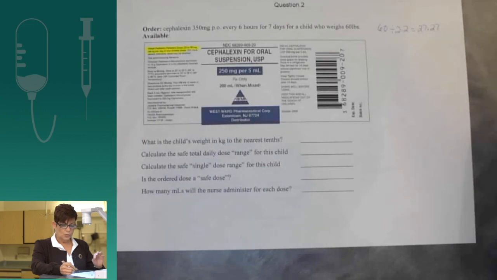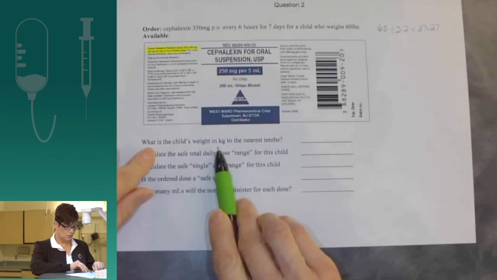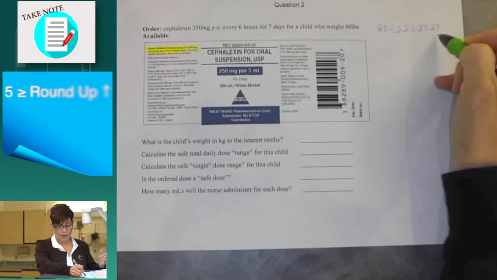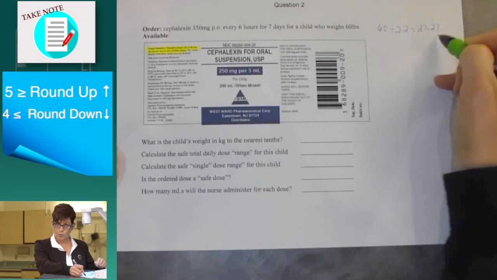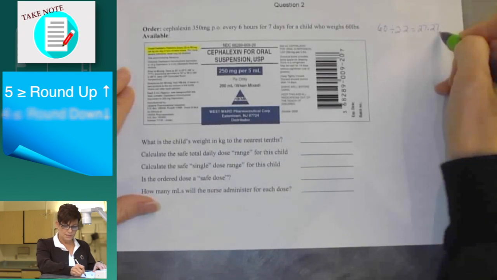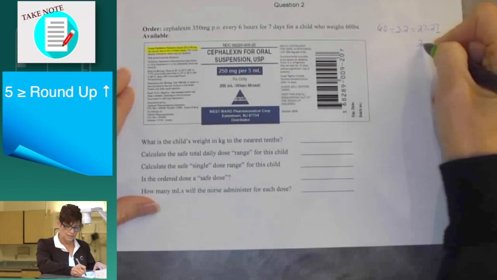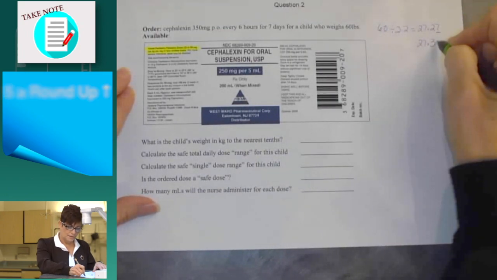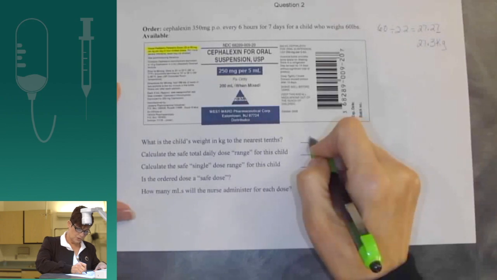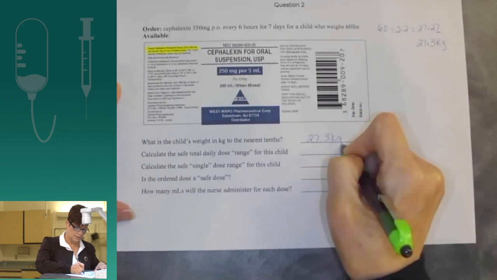Now, with this, we are going to round, and Calculate with Confidence does indicate in their book that you have to round to the nearest tenths. If you are unfamiliar with how to round, I suggest that you look over your conversions in your book. Because it's saying what is the child's weight in kilograms to the nearest tenths, when we round, if it's 5 or higher, we round up. If it's 4 or less, we're going to round down. So in this case, we have 27.27. Because this is a 7, it's higher than 5, we're going to make this 27.3. So this child weighs 27.3 kilograms. So that is your first answer to this question. So you're going to put 27.3 kilograms.